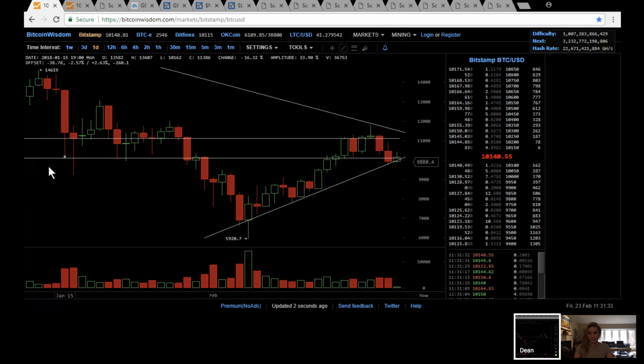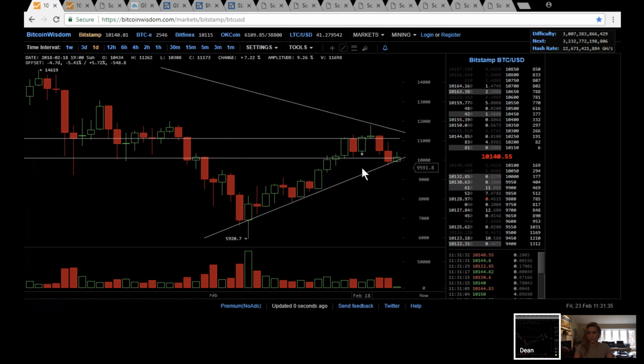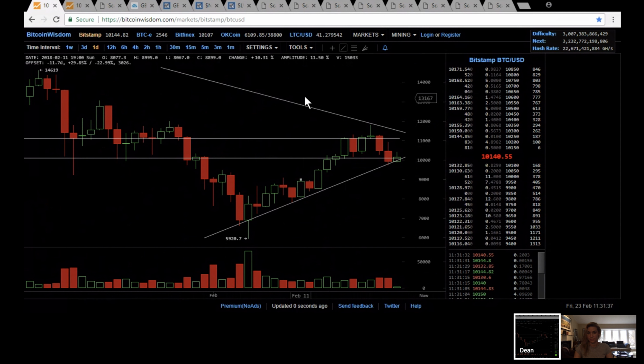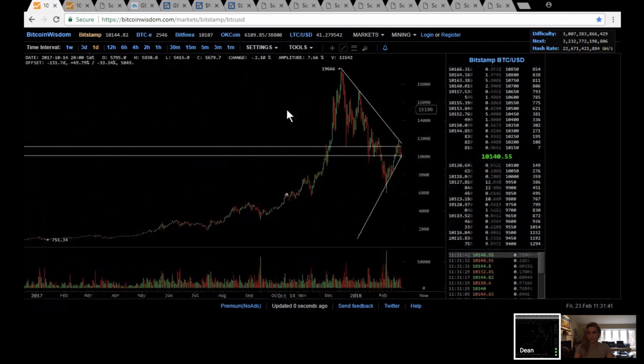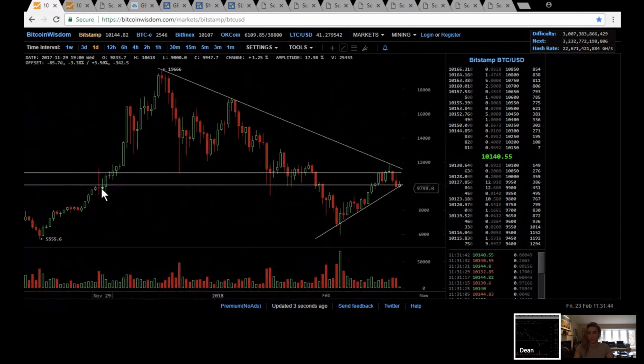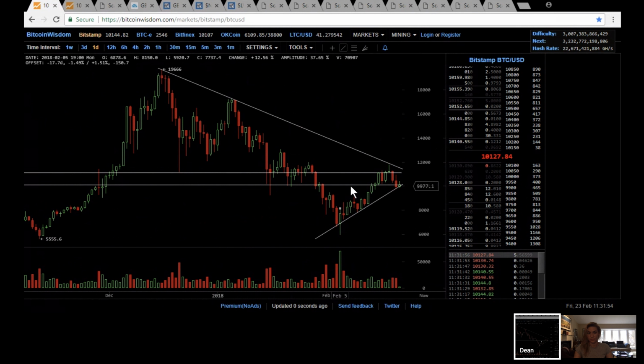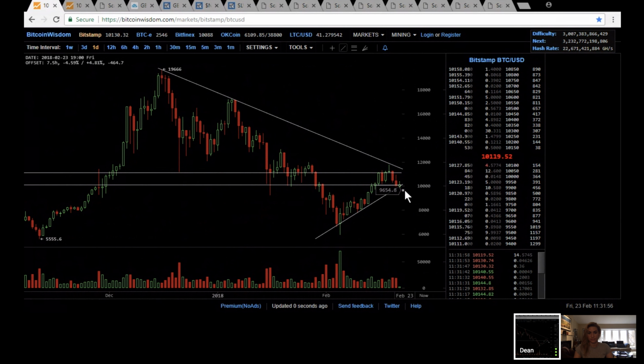I haven't seen too many people using this, but it's been a very powerful support and resistance line all the way back before the big move up to 20,000. And we've talked about it over and over again. It's proven to me to be a very important horizontal trend line and continues to be right up to today.